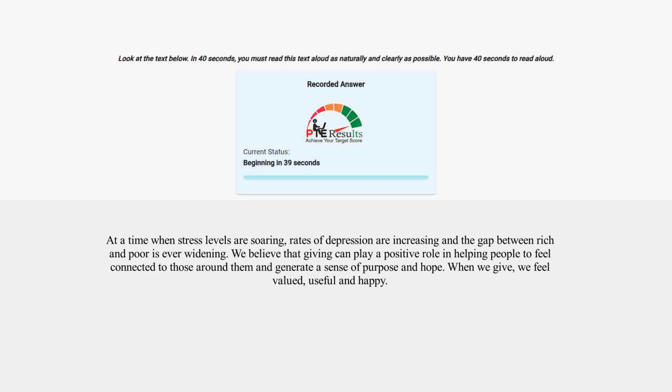...a time when stress levels are soaring, rates of depression are increasing, and the gap between rich and poor is ever widening. We believe that giving can play a positive role in helping people to feel connected to those around them and generate a sense of purpose and hope. When we give, we feel valued, useful, and happy.